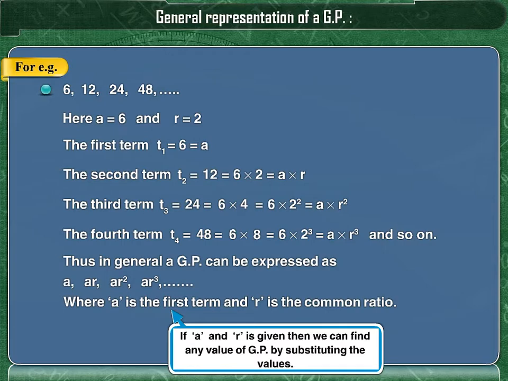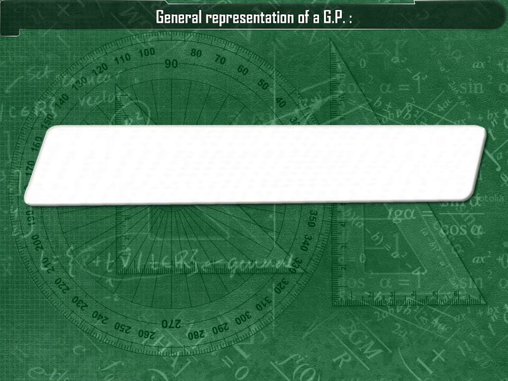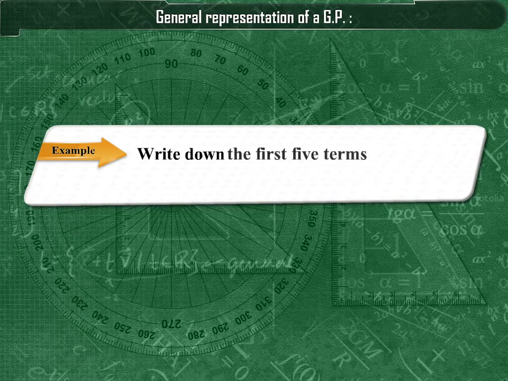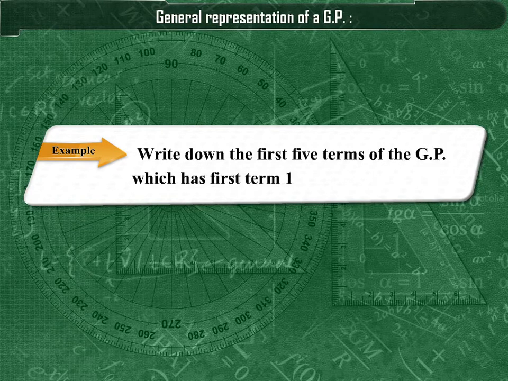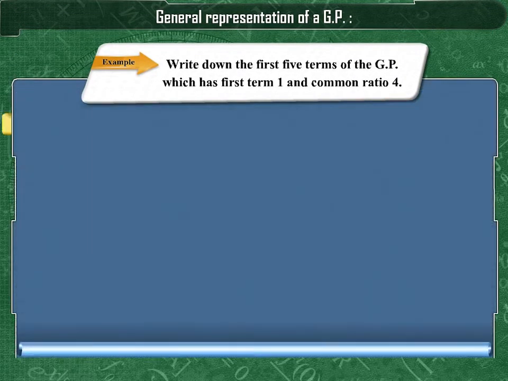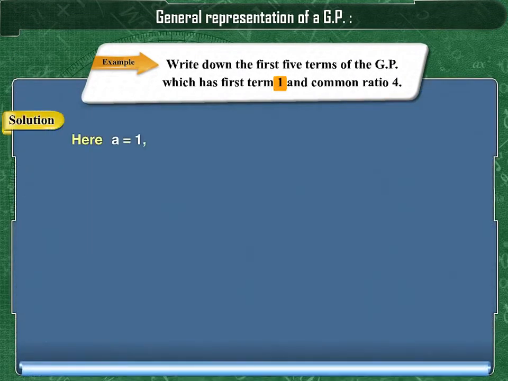Let us solve an example based on what we have learned now. Write down the first 5 terms of the GP, which has first term 1 and common ratio 4. Here A is 1 and R is 4. In general, we can write the first 5 terms of a GP as A, AR, AR square, AR cube and AR raised to 4.